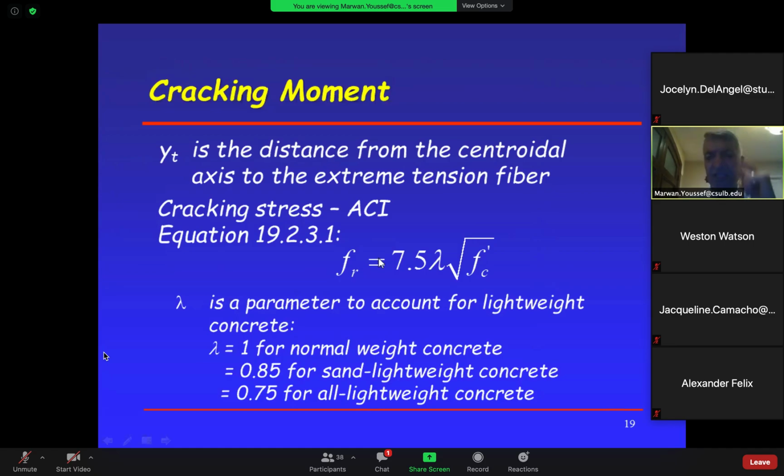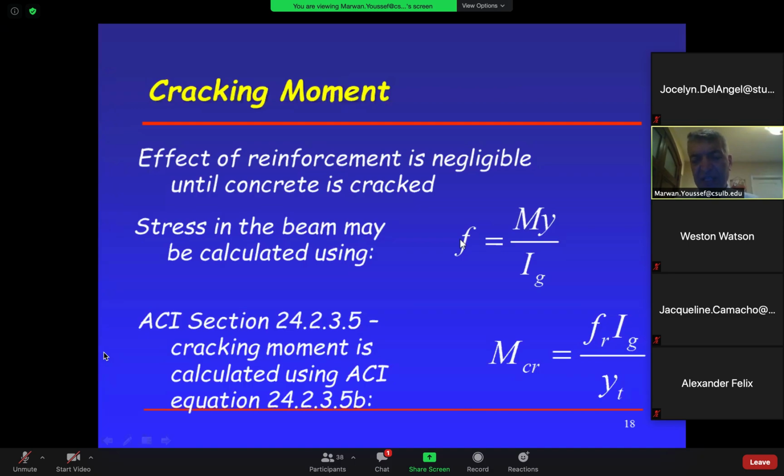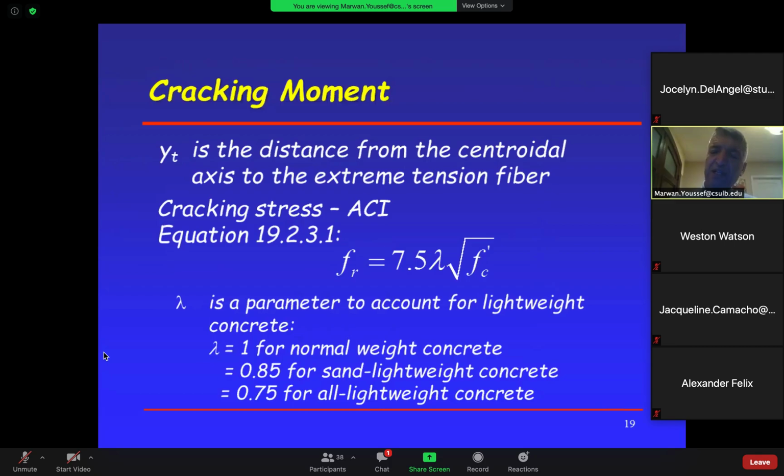So I'm going to replace this stress with F sub R. IG is constant, it doesn't change. YT is constant. Y is the distance from the neutral axis to the top or bottom. But then my M becomes M cracking. All right, this is the formula we're going to use, and you will see it is very simple to use. The first homework will actually be on this.